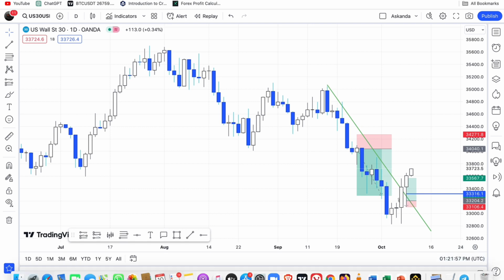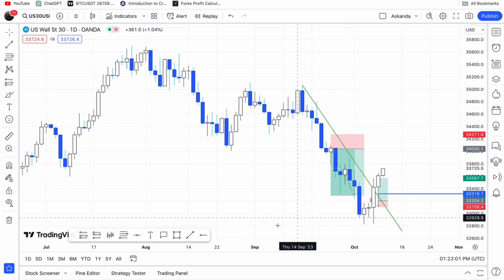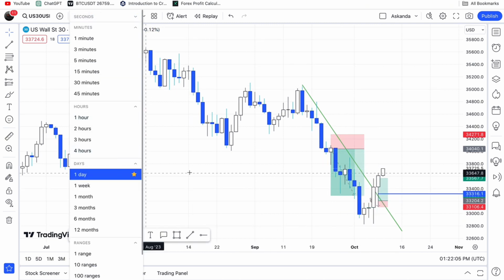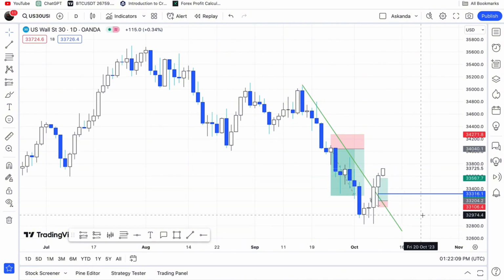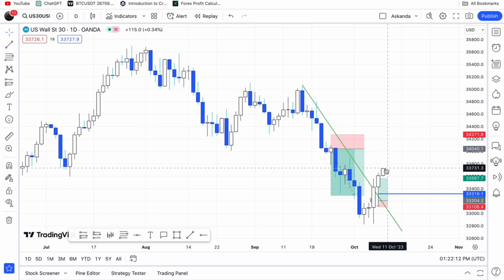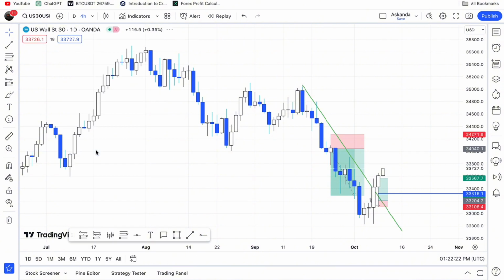What we want to do is know the direction of the market so that we can follow the trend. So when we go to the 1-day time frame, this is the daily time frame of US30, we can see it's now in an uptrend. US30 is now in an uptrend. This is the current market price, $33,731. So for us to enter this market, we go into the 4-hour time frame.